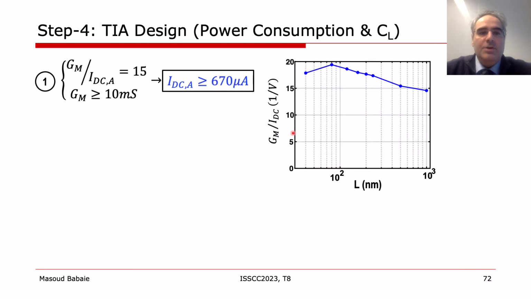This plot shows Gm over ID versus different channel lengths for an inverter-based amplifier. Considering a Gm over ID of 15, the DC current of each baseband amplifier should be above 670 microamp to achieve 10 millisiemens of Gm. This results in a total power consumption of 3.5 milliwatt for all baseband amplifiers, considering a 1.3 volt supply voltage.